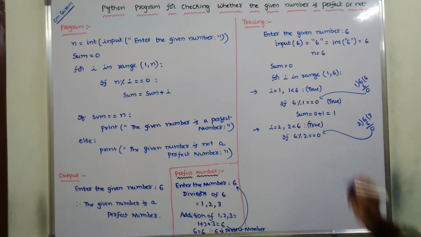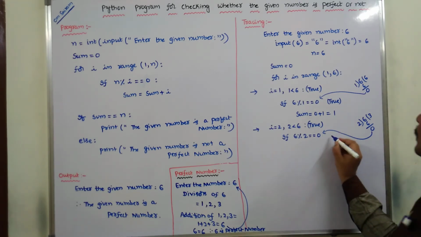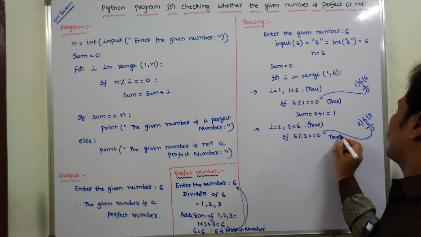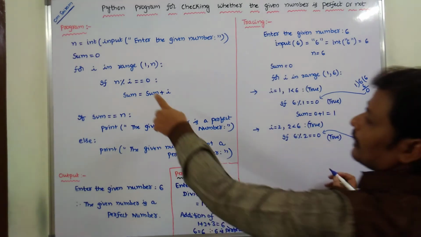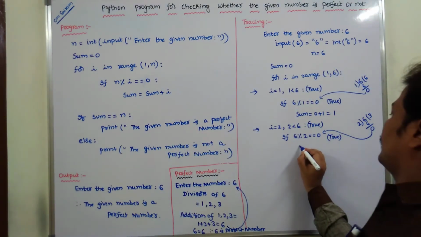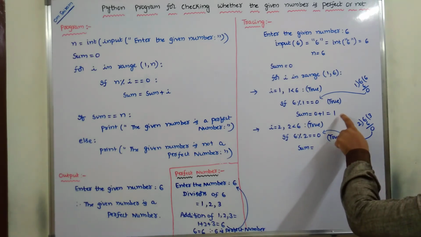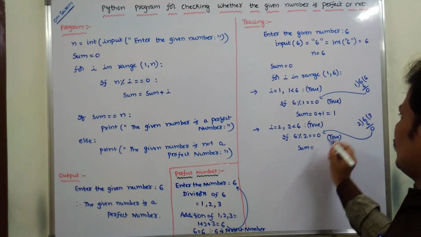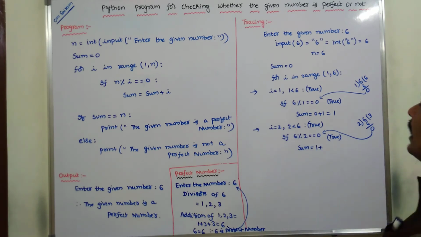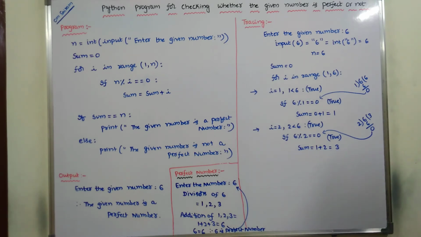This remainder value is 0. Yes, we are getting the remainder value 0. So now this condition is also true. If the condition is true, then the statements within the if block are executed. Sum is equal to the sum value in the previous step, 1, plus i value 2. 1 plus 2 is equal to 3. After completing the second iteration, sum value is equal to 3.